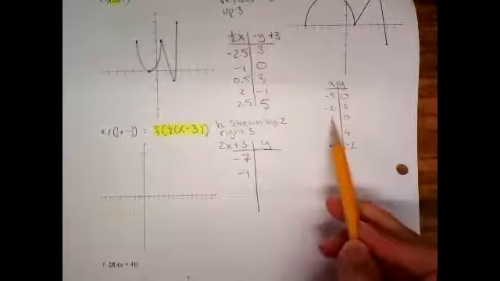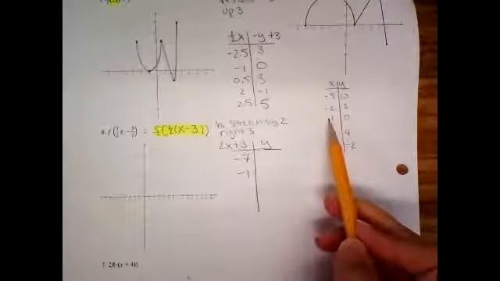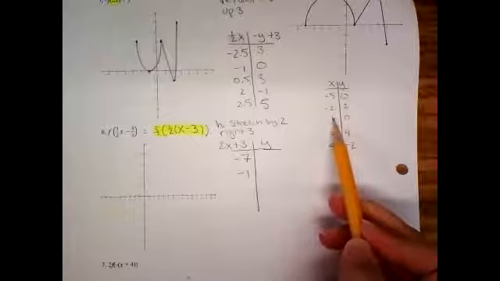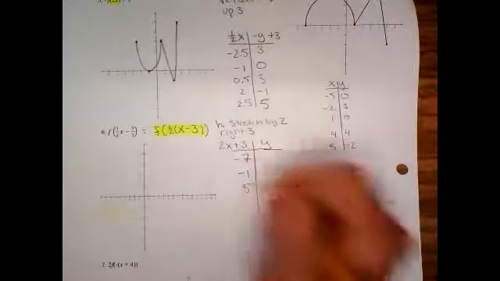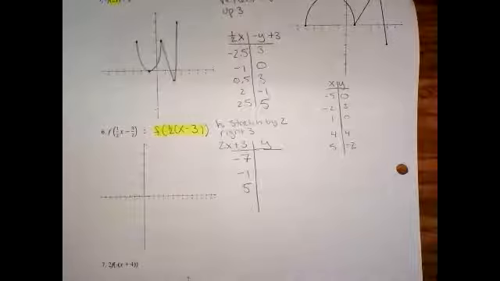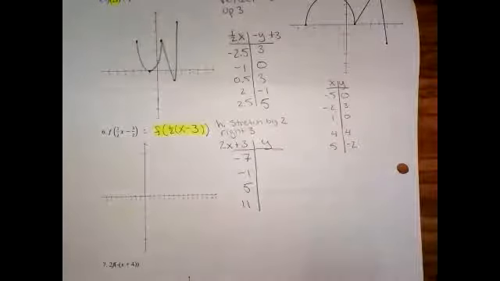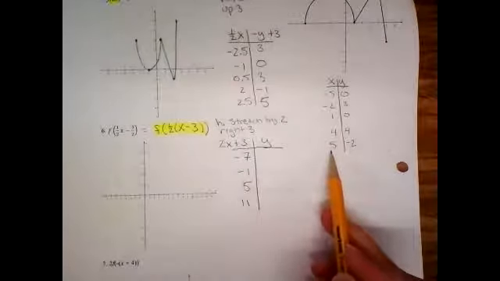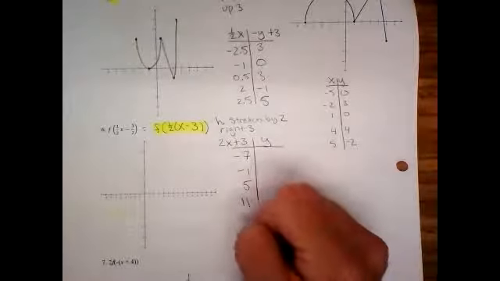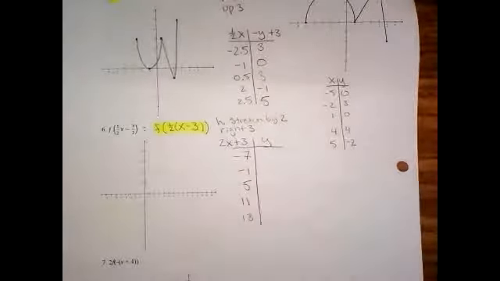All right, 1, double that. 2, and then add 3, 5. Good. And then 4, double that would be 8, plus 3, be 11. And then 5, double that, you get 10, plus 3 would be 13.